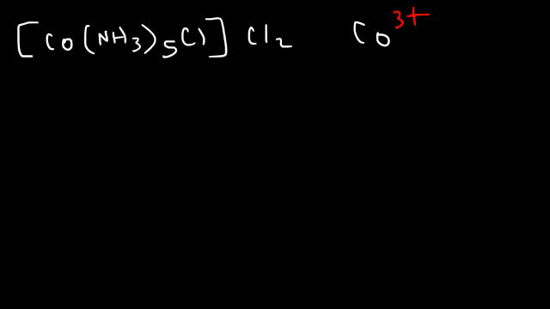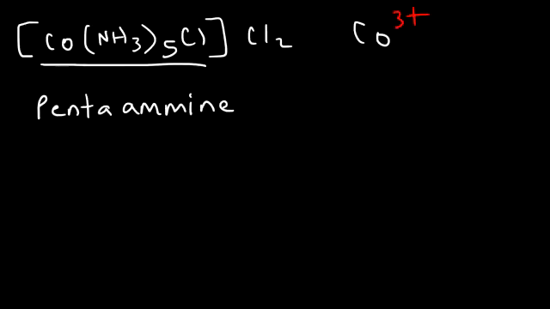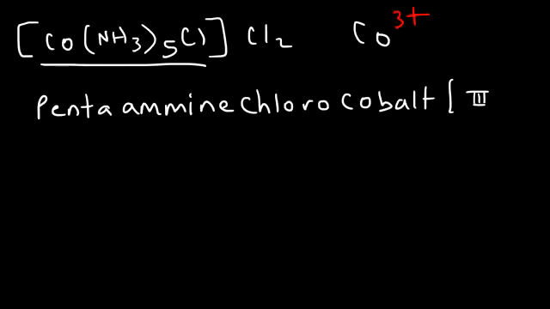Now let's go ahead and name it. So let's start with the complex ion first. So we have 5 NH3 molecules, so 5 stands for penta. So it's going to be pentaammine with 2 M's. And then we have a chlorine that's part of the complex ion. So we're going to call that chloro. And A comes before C, so we need to put it in alphabetical order. And then after that, it's going to be cobalt with an oxidation state of 3.